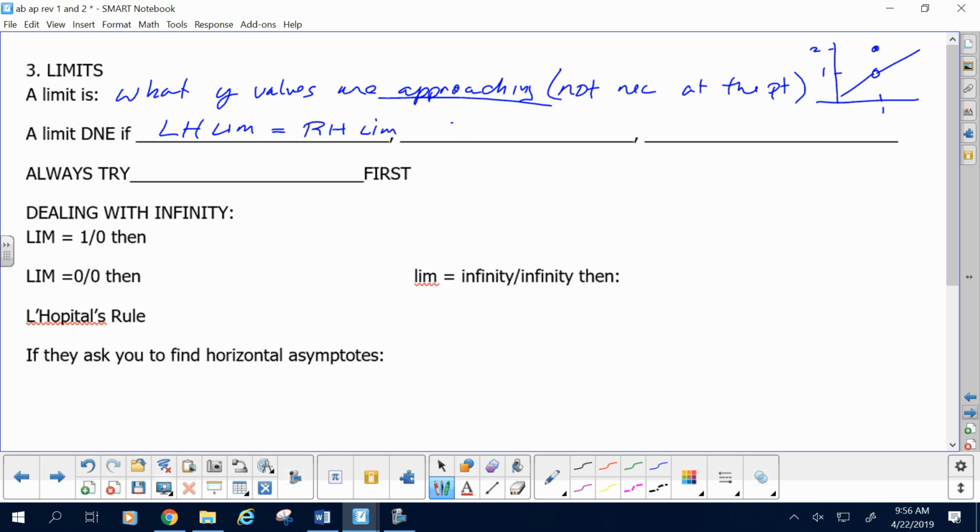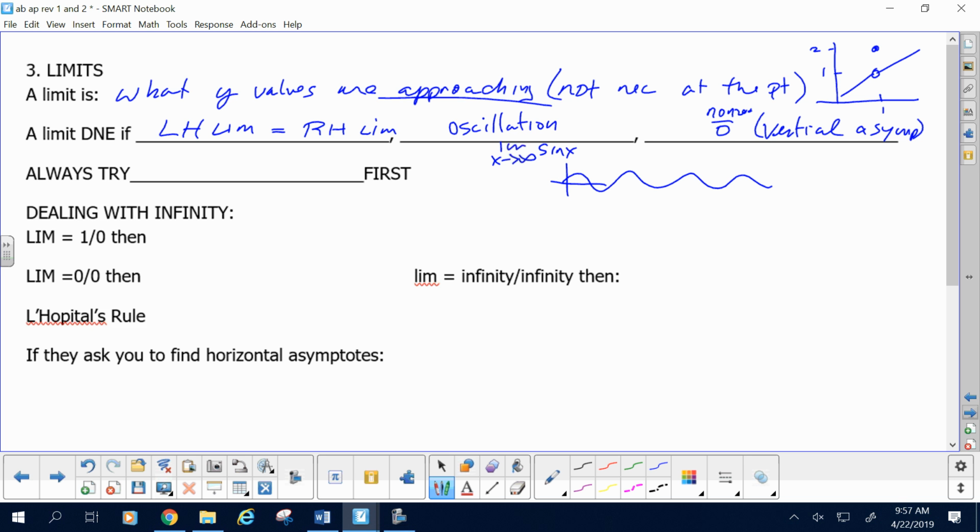Okay, so think oscillation. For example, if I said, what's the limit as x goes to infinity of sine of x? What y value does sine approach as x goes to infinity? It does not approach a single value. It approaches many values. So one is oscillation. Left hand, right hand are different. Or if there is a zero in the denominator, a vertical asymptote. Okay?